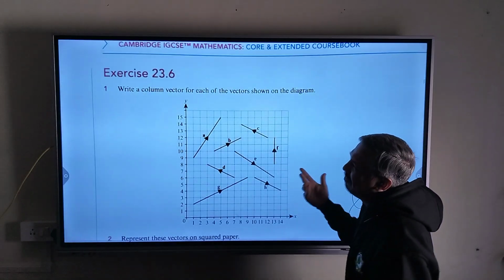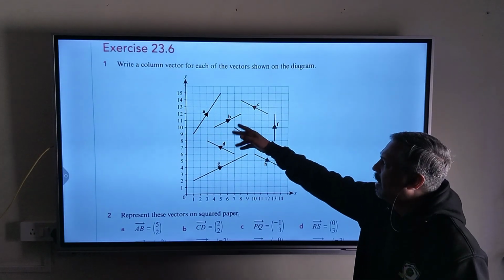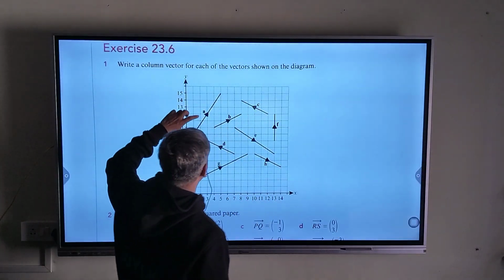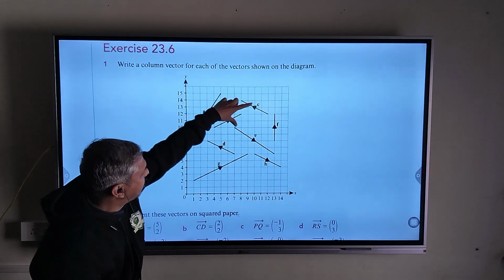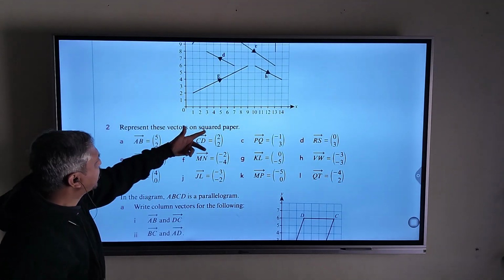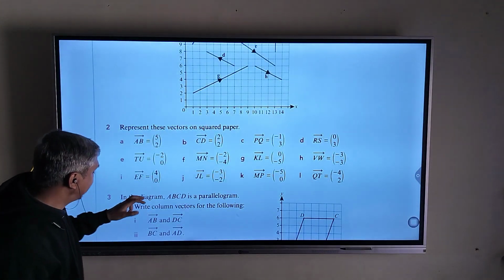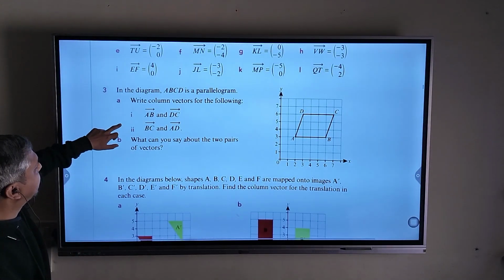The exercise is very simple. You can just go through it. 23.6 is extremely simple. Define the vectors. Write the column vector to denote this, to denote this. Represent these vectors on square paper. Make a graph paper like that and represent these vectors. Again, just far too easy.